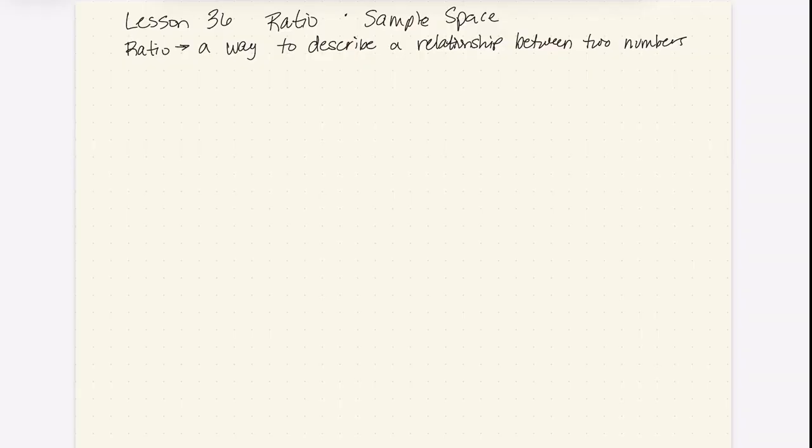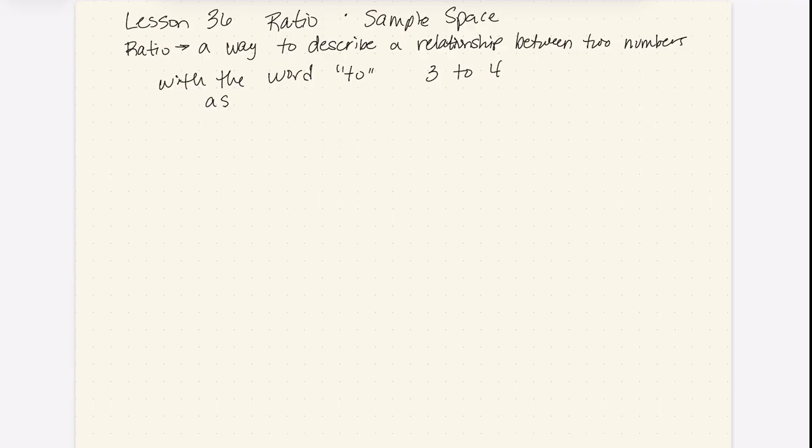Today we are going to do lesson 36, ratio and sample space. A ratio is basically a way to describe a relationship between two numbers. There are several ways that we can write these out. Ratios can be written with the word "to", T-O. We would say something like this, 3 to 4. If we're talking girls to boys, there's 3 girls to 4 boys in the class.